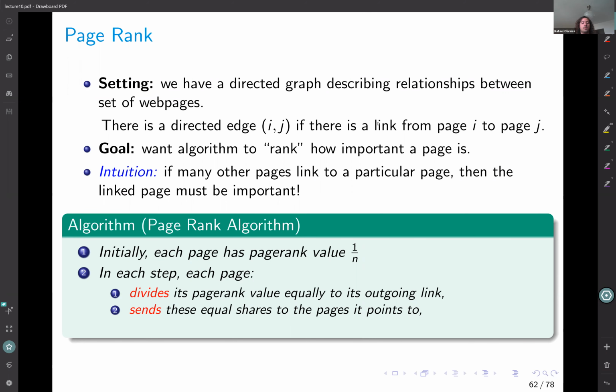So everyone does that in one round. Once we do that, we update the new page rank value to be the sum of the shares that I received. So I had 1 over n, that was my credit. I break it up, I send to people, I have credit 0, but other people are going to link to me, and then I get more credit and I keep linking. Does that make sense?